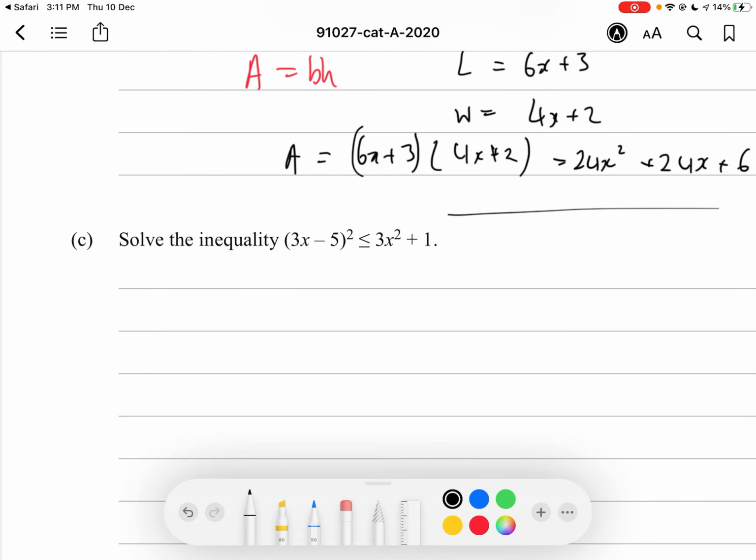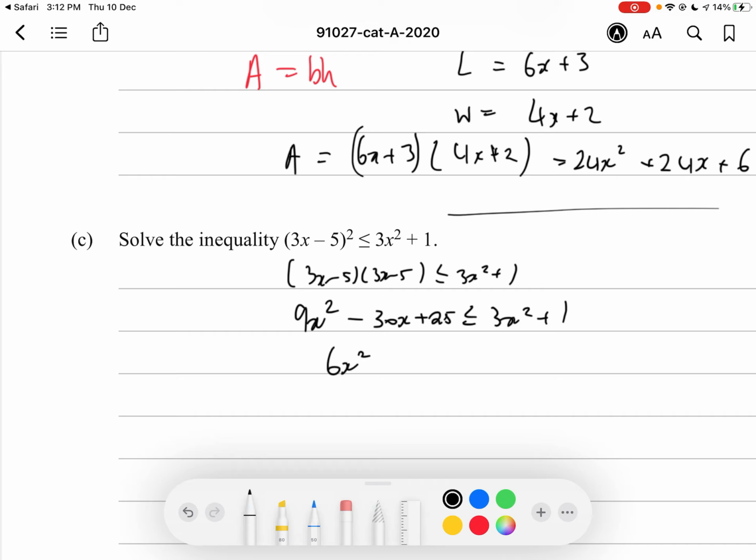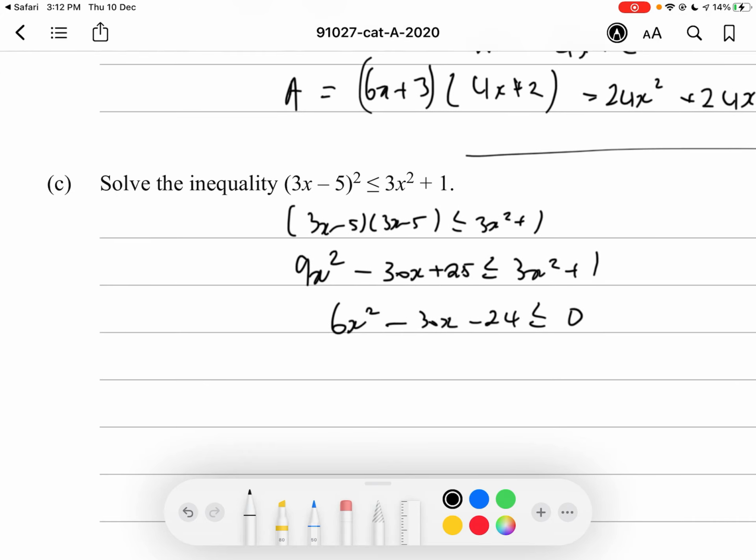Solve the inequality (3x minus 5) squared is less than or equal to 3x squared plus 1. So if we expand this bracket out here, we have 9x squared, and negative 5 times 3 is negative 15, and then you have the twice, so negative 30x plus 25, is less than or equal to 3x squared plus 1. Therefore, if we subtract 3x squared on both sides, we'll have 6x squared minus 30x minus 24 less than or equal to 0. Let's just divide by 6 on both sides, so x squared minus 5x minus 4 equals 0.